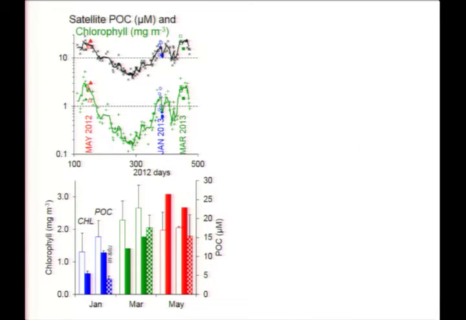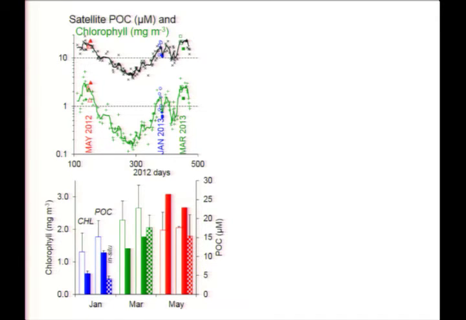So here's the chlorophyll time series, May, January, and March. We're going out in August this year to see if we can get a low. On the left, this is the satellite retrieved chlorophyll.